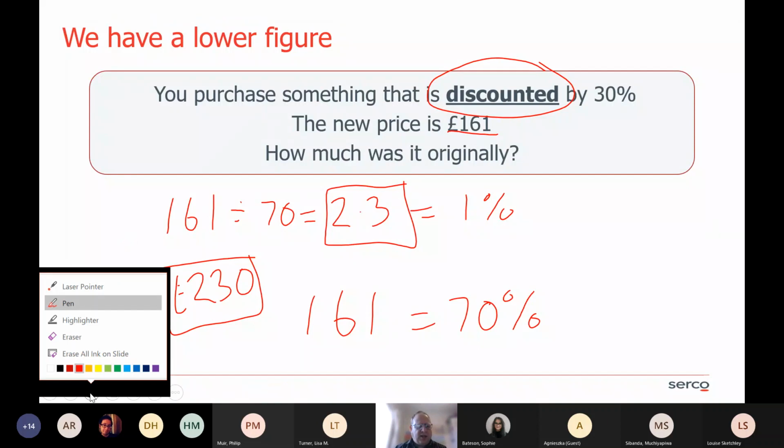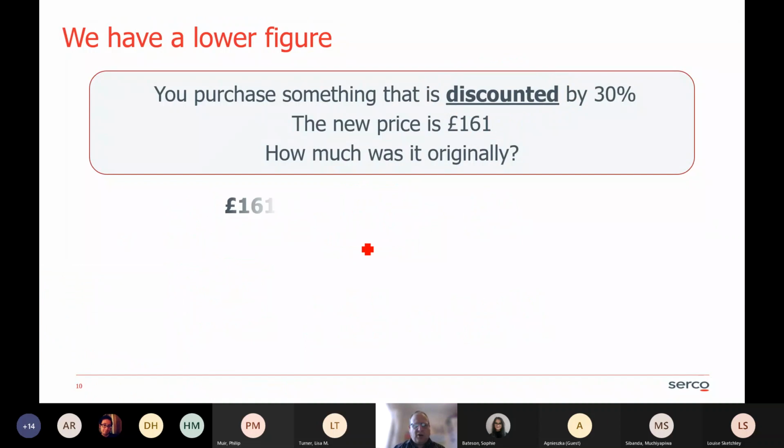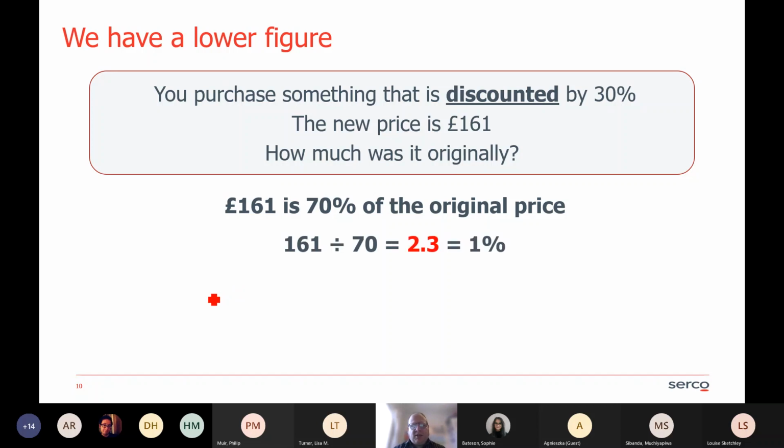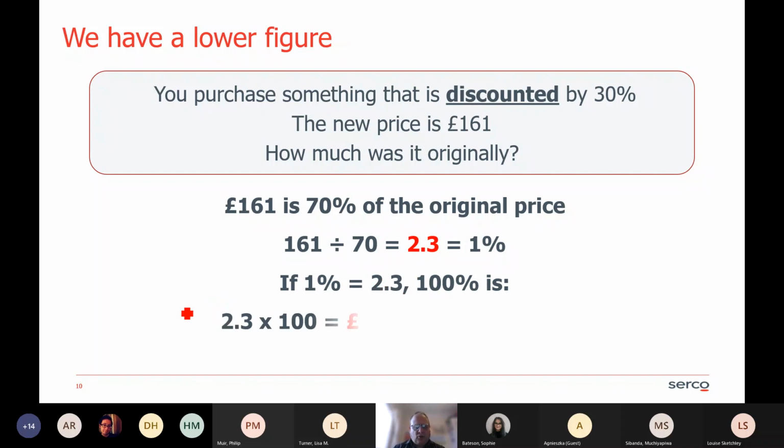So again, having worked through it there, let me just talk through it line by line. So we know that £161 is 70% of the original price, because our original price is discounted by 30%. That leaves us with 70%. If that's 70%, we divide it by 70, that will give us a figure of 2.3, which is our 1% figure. So every 1%, every one bit is worth 2.3. We're actually talking money, so it's actually £2.30, but let's leave it at 2.3 for now. So if 2.3 is our 1% figure, to get 100%, all we do is multiply it by 100, which gives us a figure of £230, which is our original price.